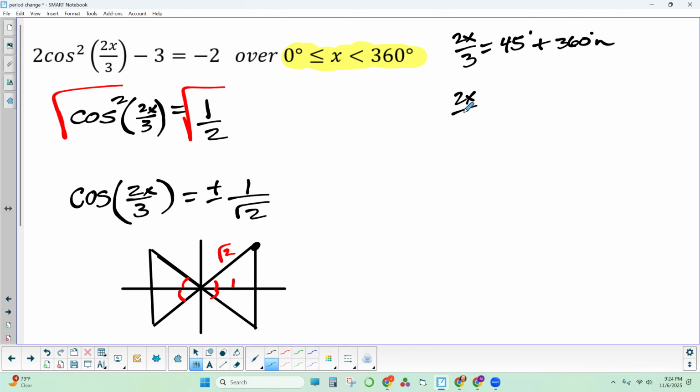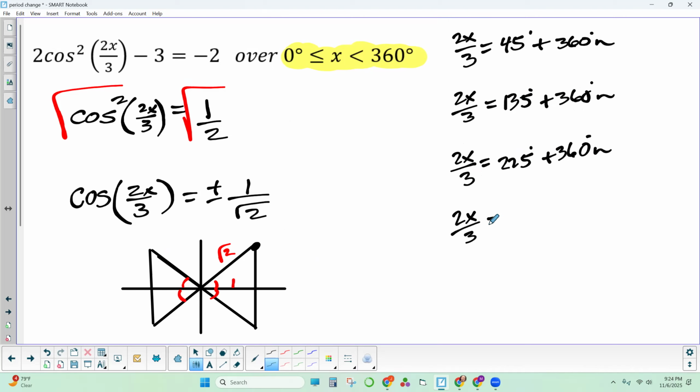Okay, next I've got the second quadrant. What angle is that? 135 degrees plus 360 n. Okay, and our angle in the third quadrant is 225. Got a lot of angles here. And then the fourth quadrant, we've got, let's see, 315, right? Yeah, 315.